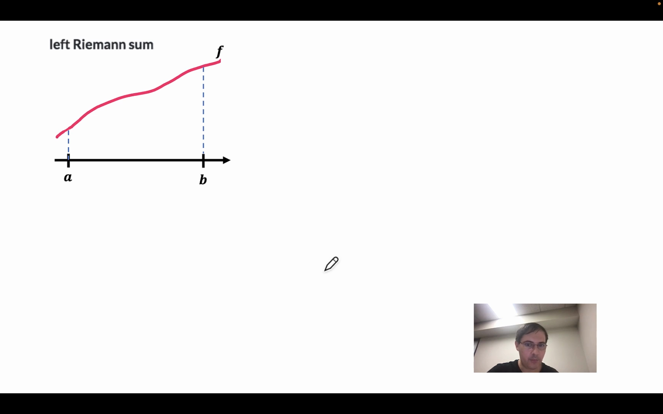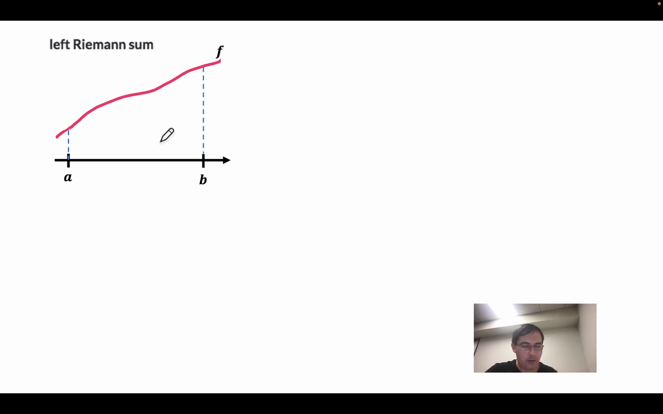About Riemann sums, and we use them to compute the area underneath a given function. So let's say that we have the following situation. Function f is given. The function is defined on some interval from a to b, and say we want to compute the area underneath the function f.